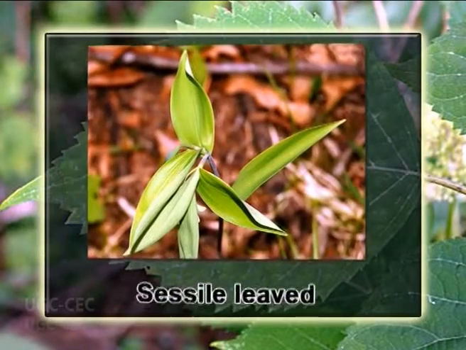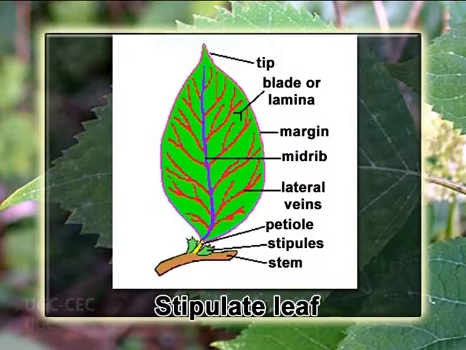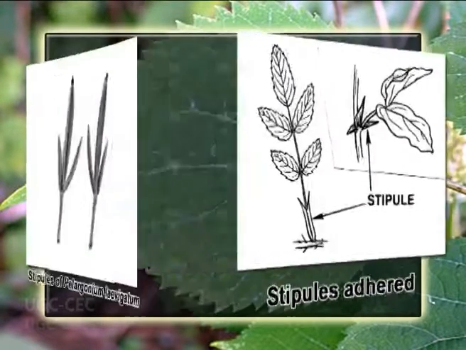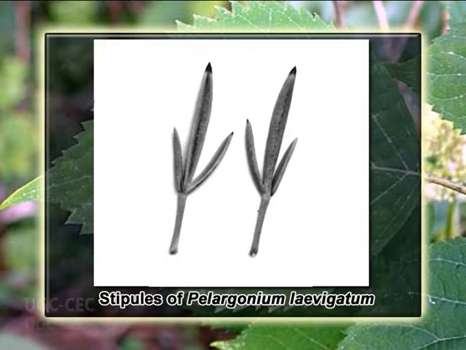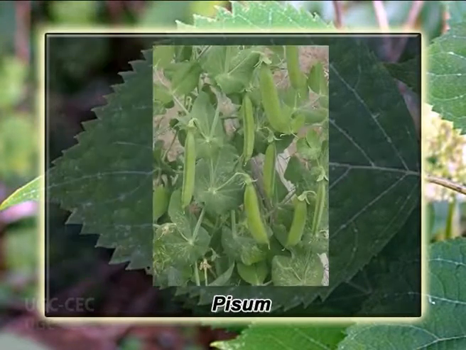Not every species produces leaves with all of these structural components. In many angiosperms, leaves are sessile, consisting entirely of lamina. In certain species, small paired lobes called stipules develop at the leaf base. The stipules may be adhered to the leaf base or are present as free appendages, and in others stipules are not obvious. In some plants, stipules are persistent structures, resemble leaflets and perform photosynthetic function too, as in Pisum.